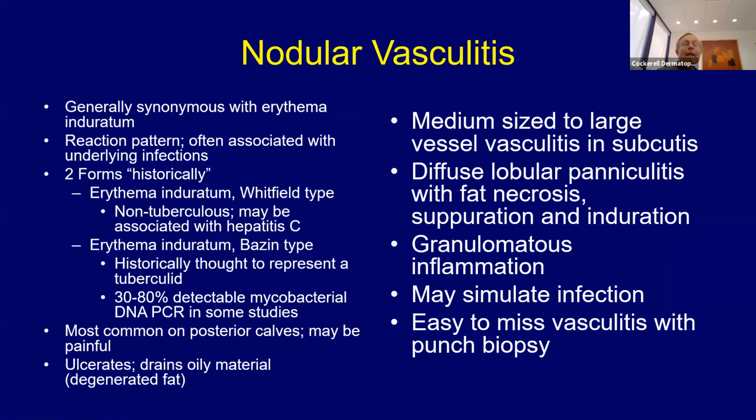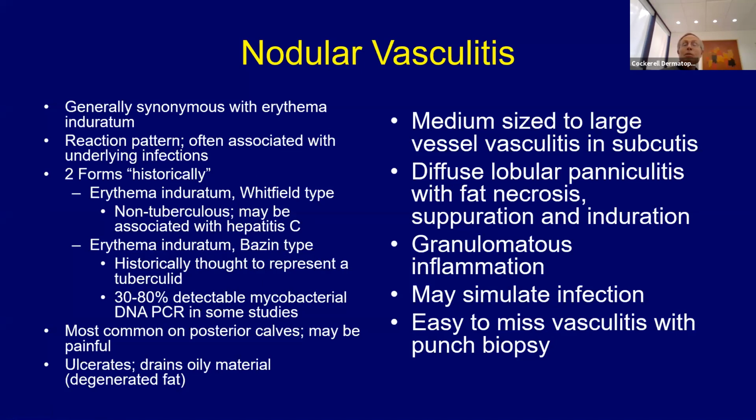The classic form was associated with TB. The Bazan type used to be thought to be a so-called tuberculin, and you could actually find mycobacterial antigen in this. So if you get this type, you need to work the patient up and make sure that they don't have TB. I would do that anyway, no matter what it looks like under the microscope. But the Whitfield type is supposedly more commonly associated with hepatitis. And this usually is seen on the back of the calves, not the front of the calves, like Erythema Nodosum.